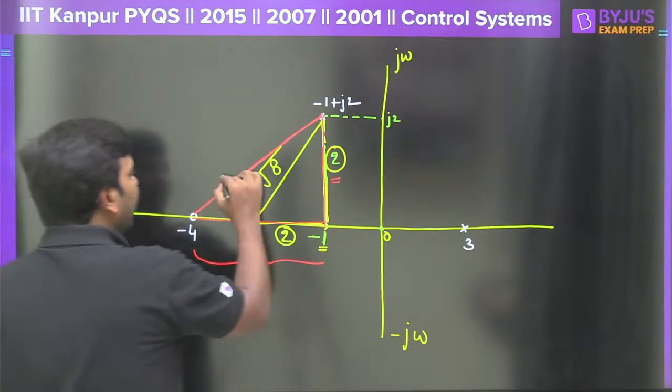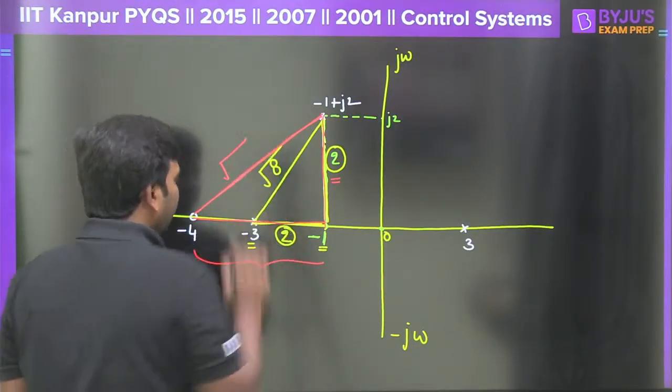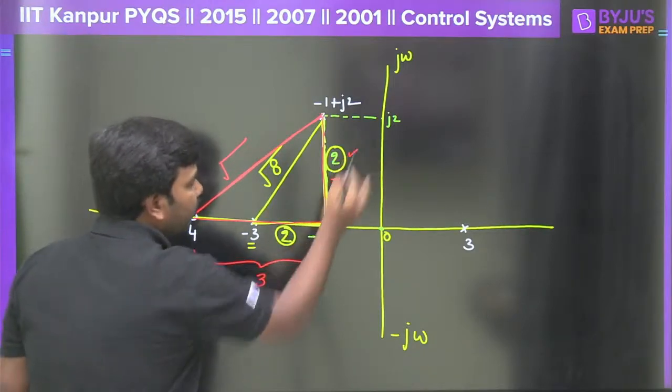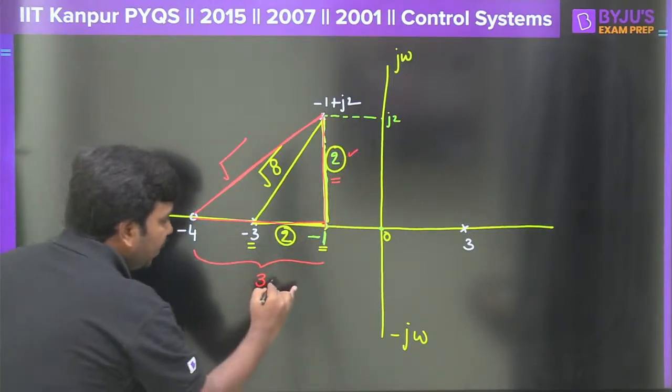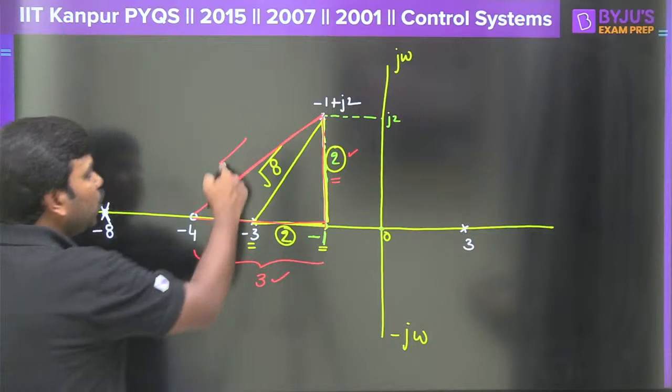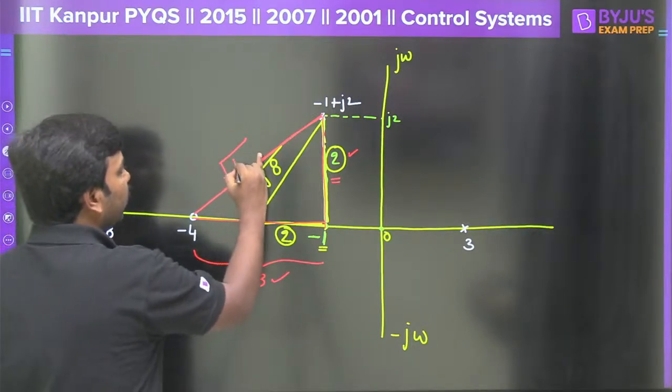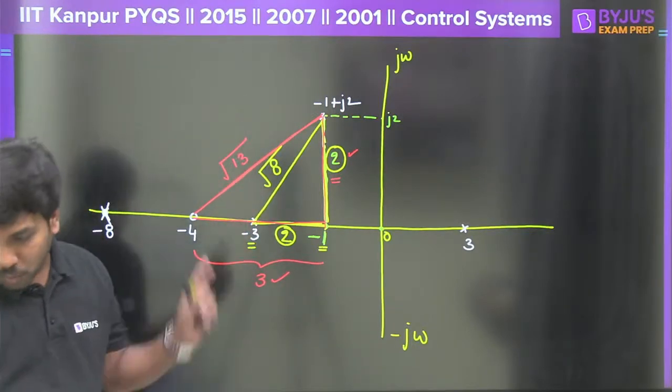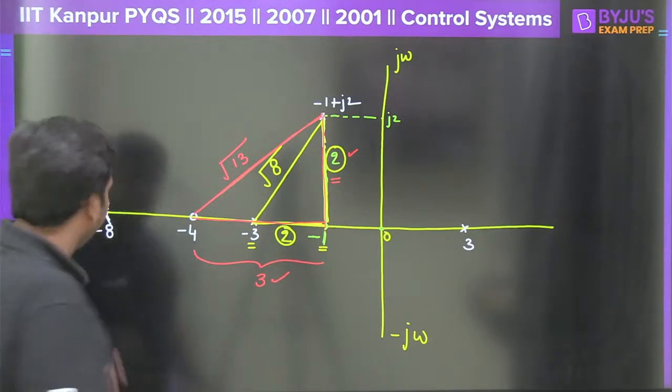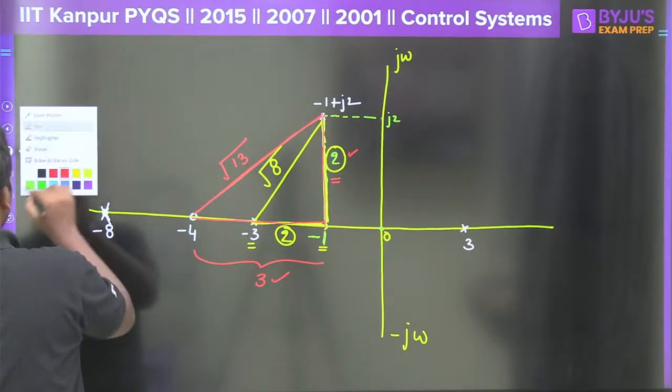Correct? Then again, if you apply the Pythagoras theorem, under root of 2 square, that is 4, plus 3 square, that is 9. So 2 square plus 3 square is going to be root 13. Clear? Root 13 is very good, Sachin. Excellent, right? Root 13. What about the next one now?